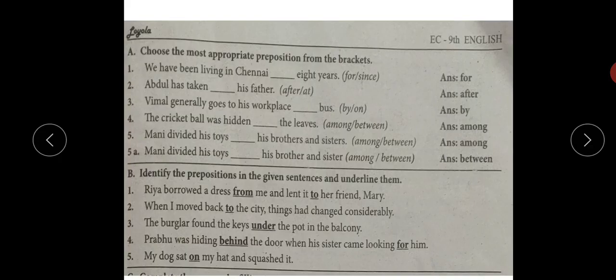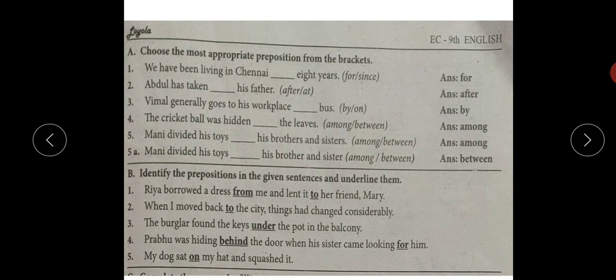Then Mani divided his toys between his brothers and sisters. So பிரதர்ஸ் எல்லாம் ஒரு குரூப், சிஸ்டர்ஸ் எல்லாம் ஒரு குரூப். பிரதர்ஸ் இருக்காங்க, சிஸ்டர்ஸ் இருக்காங்க, இவங்க 2 பேருக்கும் நடுவில். So that is between. He divided his toys between his brothers and sisters.